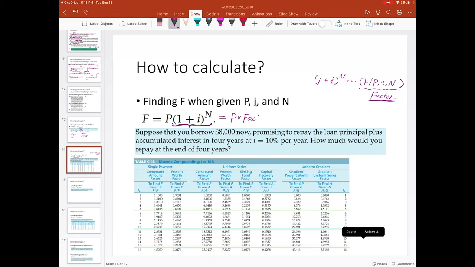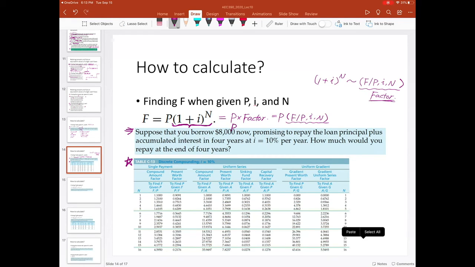Now what you do is use P times a factor, and that factor is F given P, I, and N. Your next job is to find out the value of the factor. How do you do that? You just need to check a table like this. This is the table in Appendix C. You have multiple tables, and depending on what the I is, you use different tables. We use this example to show you how to use the table.